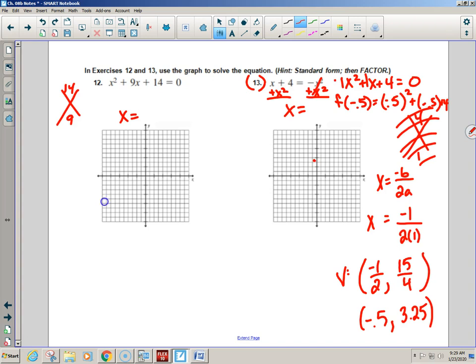This is a concave up parabola. I don't know exactly how, but is he ever hitting? No solution.